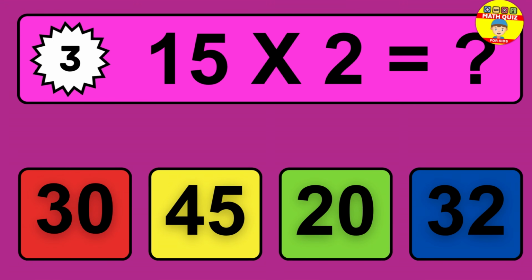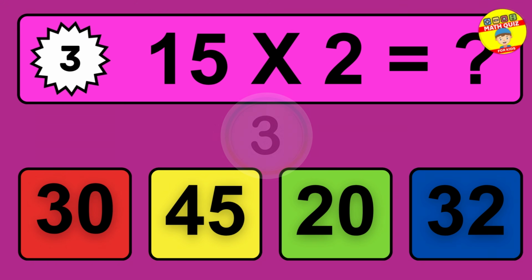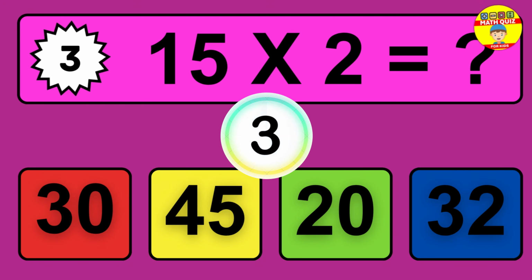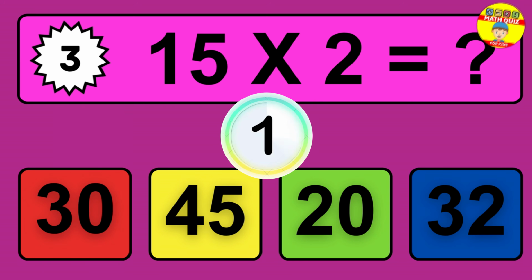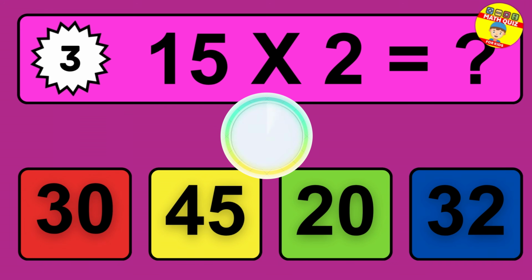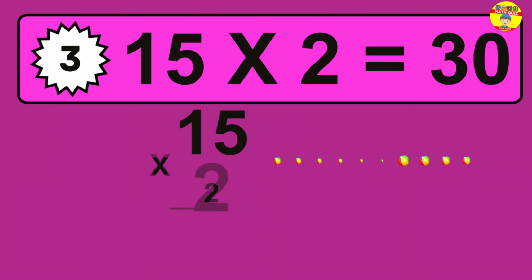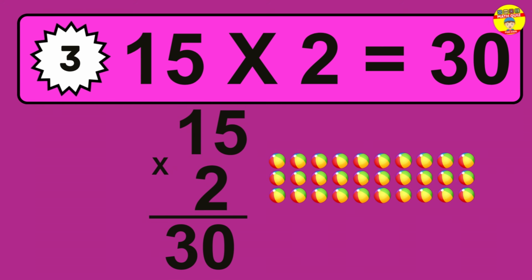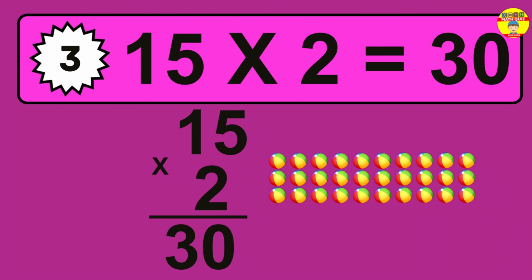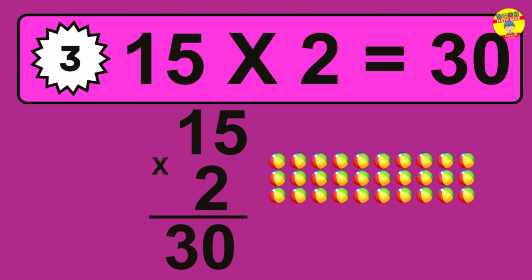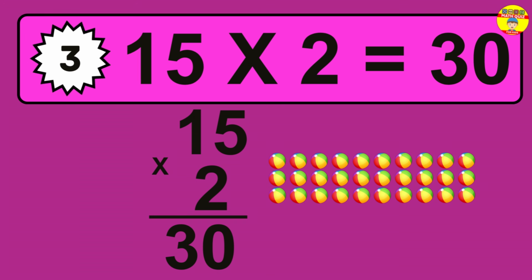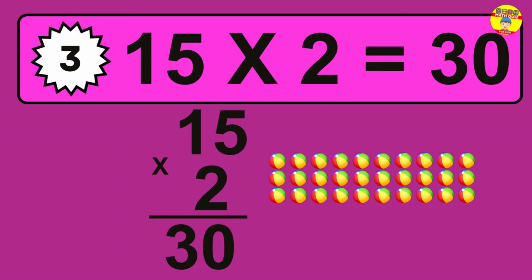Question 3. 15 times 2 equals what? So, the answer is 15 times 2 is 30. To calculate, we have 15 groups with 2 balls each one. So how many balls do we have? 30 balls.